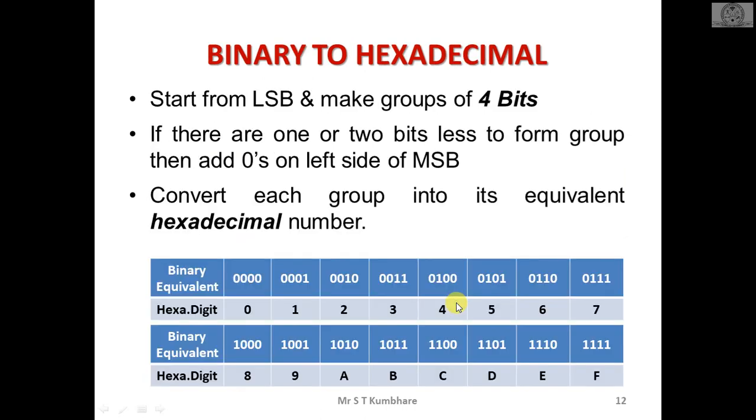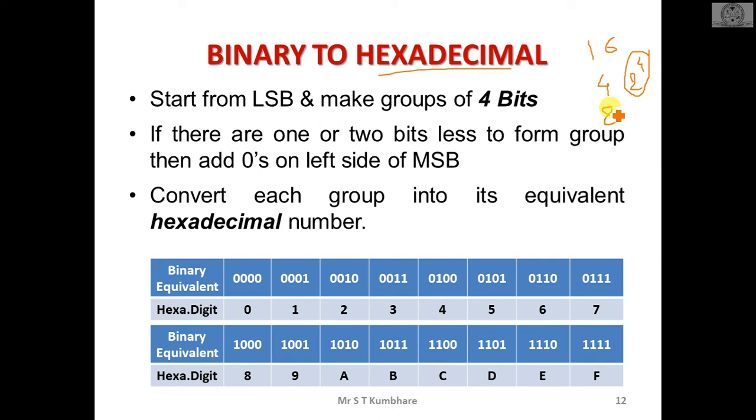Now let's go to the next slide. That is binary to hexadecimal. Again, we follow the similar rule which we followed in binary to octal. Start from LSB. Now here we have to make 4-bit groups. Why 4 bits? Because in the hexadecimal number system we have 16 digits, and in order to incorporate 16 digits we need 4 bits. 2 raised to power 4 is 16. That's why we need 4 bits.